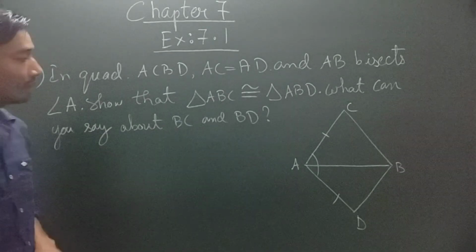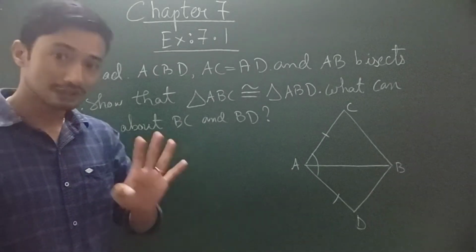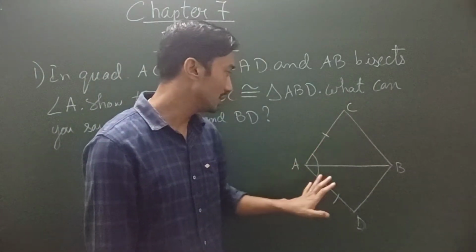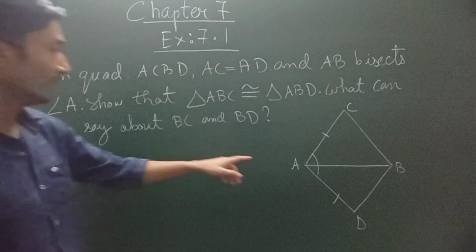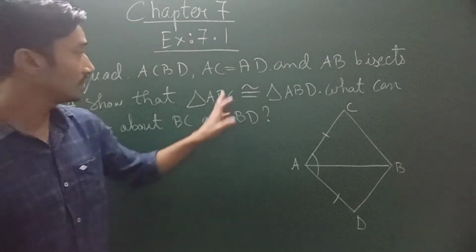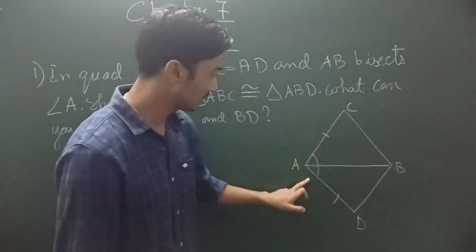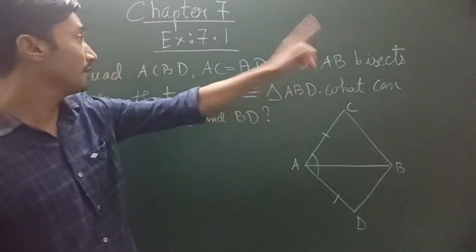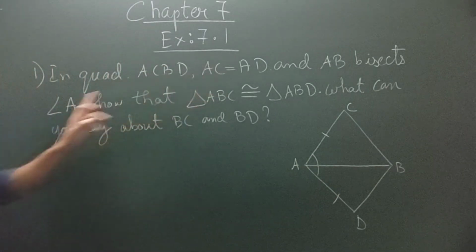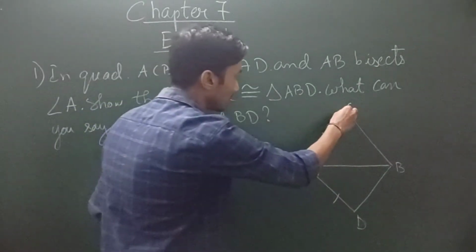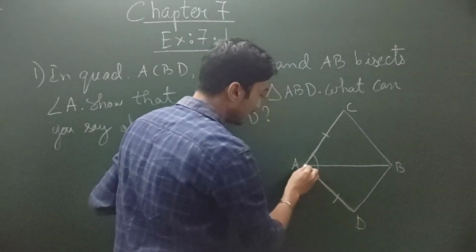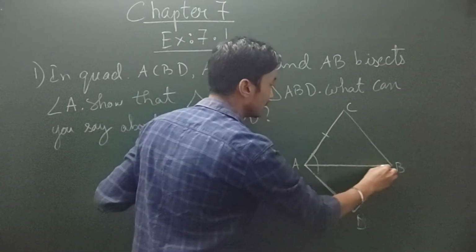In quadrilateral ABCD, quadrilateral means any figure which has 4 sides, no? So in quadrilateral ACBD, that's why, ACBD, AC is equal to AD. AB bisects angle A. This is angle A, meaning the complete angle, this one. And it says that AB bisects angle A.